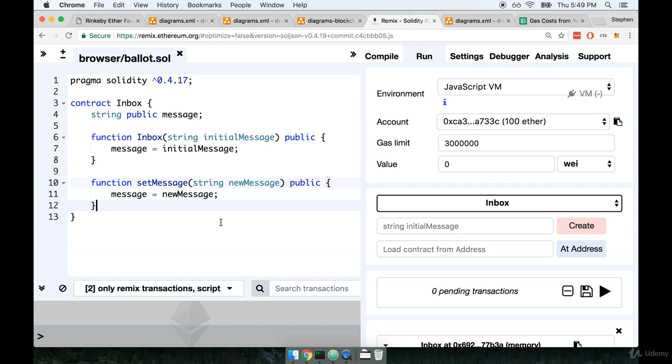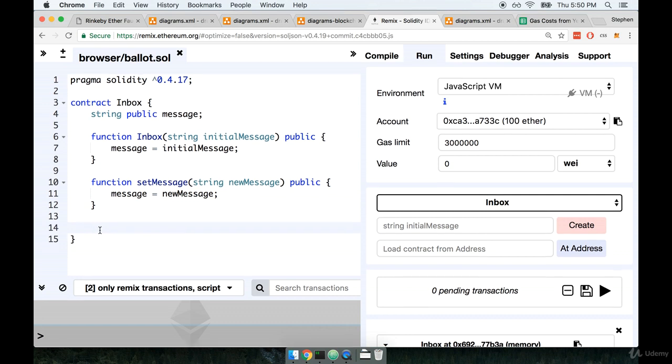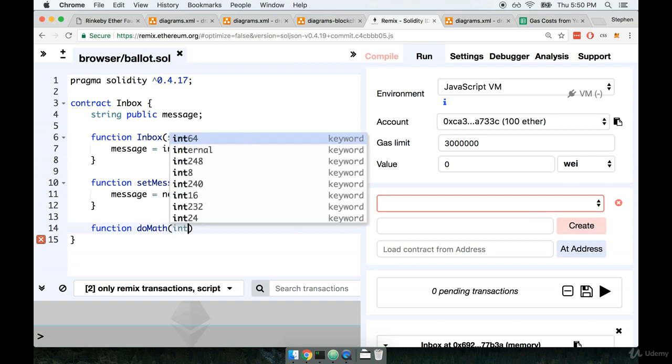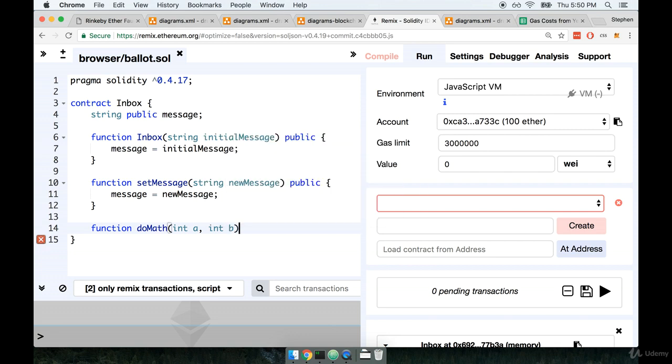Before we do, I want to write an imaginary function into our contract right here, and we're going to review the function in terms of the amount of gas or cost that it would take to run. So at the bottom of my contract, I'm going to add a new function called doMath. I'm going to call doMath with two integers, an integer a and an integer b. Remember that integers are simple numbers.